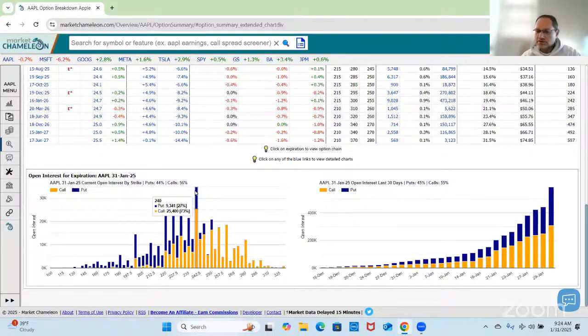Well, I think I'm going to end it here because we went over a couple different ways to analyze the open interest using these graphical tools.